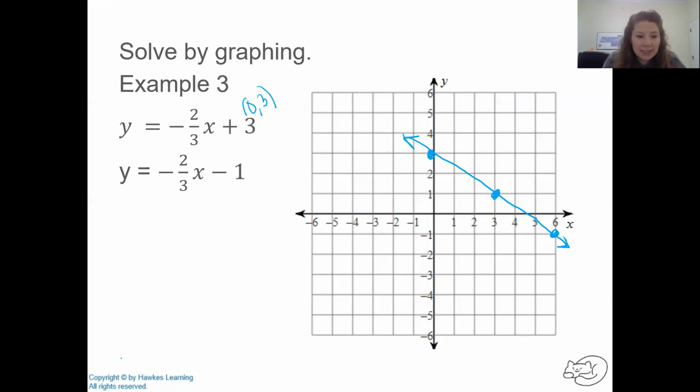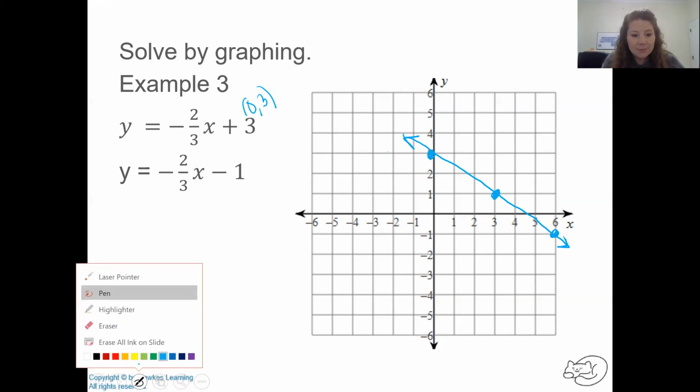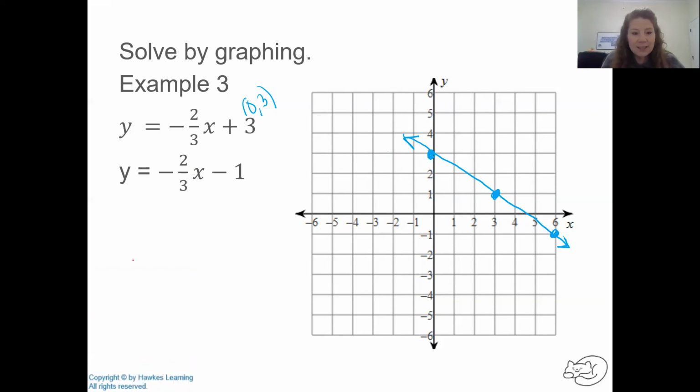And then the bottom one, let's go with red. All right, our y-intercept is 0, -1. Don't go right or left, go down 1. Our rise is -2, so down 2, right 3, 1, 2, 3. We could do it again, down 2, right 3.